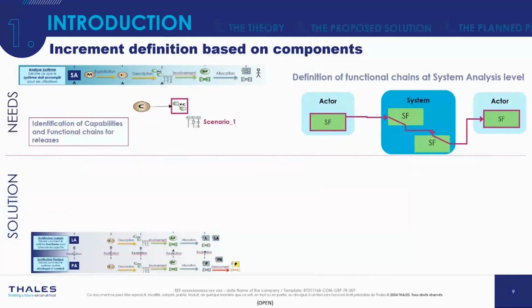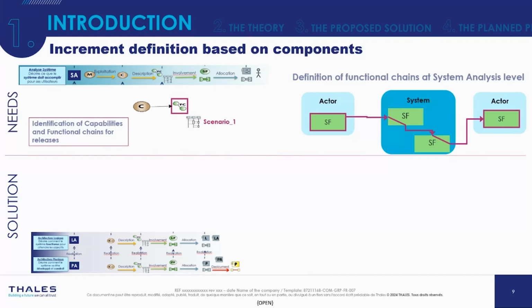So just two examples of ways to define increments. The first one: if we consider that we have to deliver a release to a customer, we consider a capability at system analysis level, which is the need perspective of Arcadia. So it's very simple. We have a capability with one functional chain. And on the right, you can see this functional chain is crossing the system through two functions.